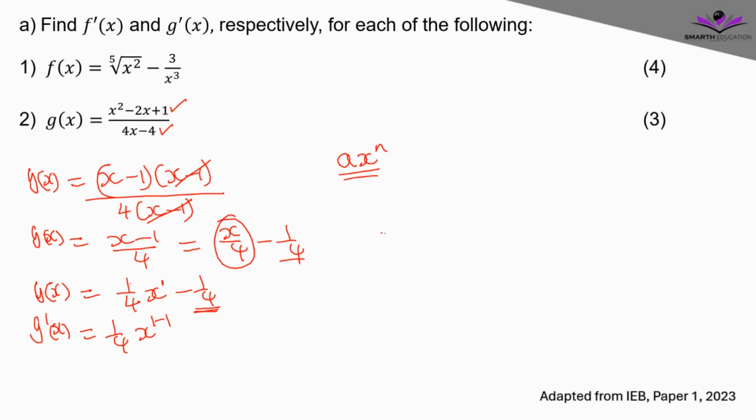Each term is derived independently. And then what we get, the derivative of g of x is equal to 1 over 4, because x to the power 0 is 1. So we remain with this.